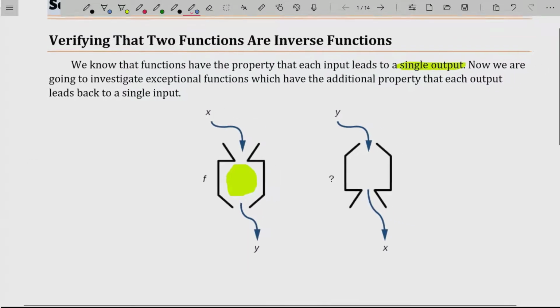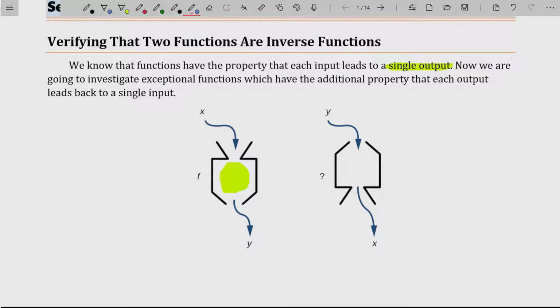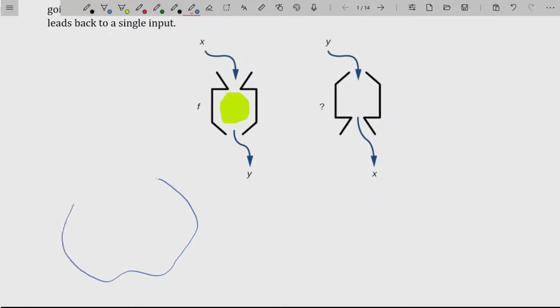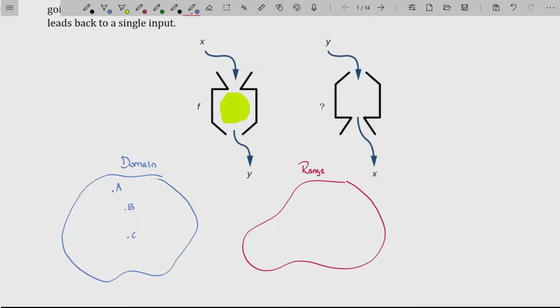Now, we're going to investigate exceptional functions which have the additional property that each output leads back to a single input. A lot of students initially see this and say, well, isn't that what all functions do? But that's not true. Remember that if I had a function that mapped from this domain here to the range over there, let's say I have inputs A, B, and C. Let's just make our lives easy and say those are the inputs. We don't need a whole laundry list of them, just a few of them. And let's say the outputs here are, I don't care, lowercase a, lowercase b, lowercase c. It doesn't really matter, right?